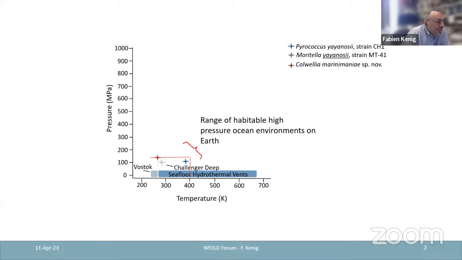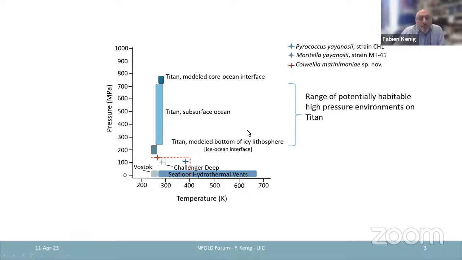The first thing we have to look at is essentially the range of habitats on Earth that are high pressure. We can fit in that environment, which is marked on that plot of pressure versus temperature by this red dotted line, several of the world's oceans. And if you wonder why this pressure scale is exaggerated, it's to leave room for Titan.